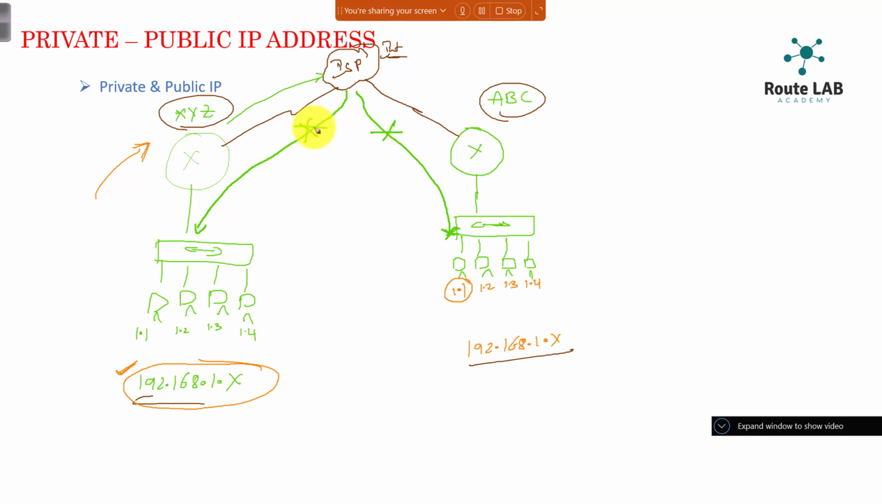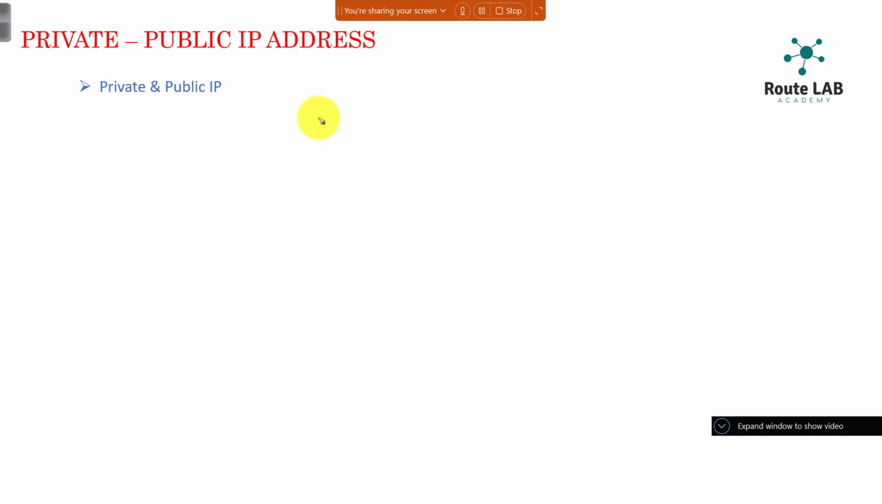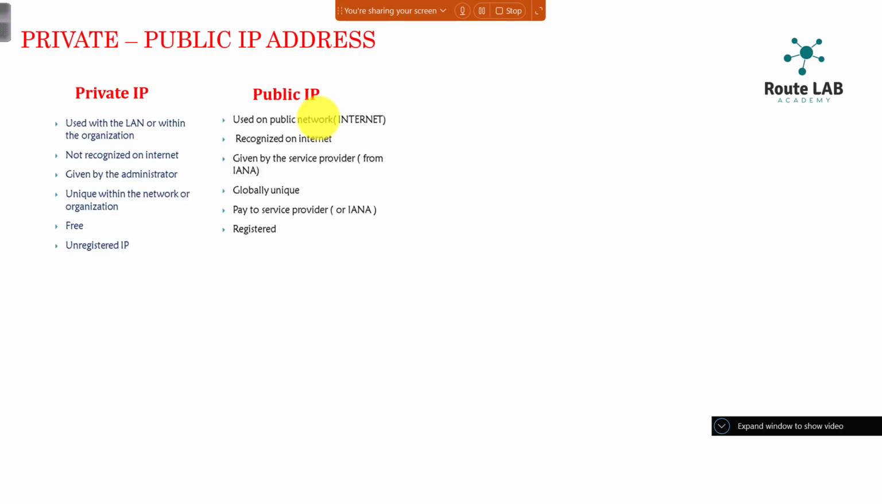So now we are going to see how the differentiation happens between private IPs and public IP addresses. Let's talk about private and public IPs. Private IPs are used within the organization or within the LAN, and these addresses are not recognized on the internet. They are free of cost because they are unregistered IP addresses, so there is no need to pay anyone. These addresses are assigned by your administrator.